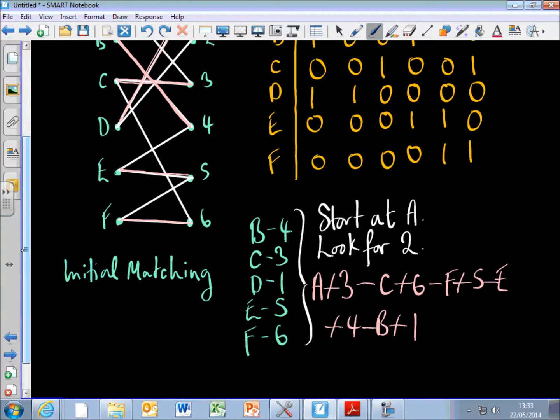From 1 to D, and then D to 2. Okay, so it's quite a long one, I think we've visited every single node on the way through there. Notice we go A to 3 is unconnected, 3 to C is connected, and so on like that, and it's got to be alternating. Okay?